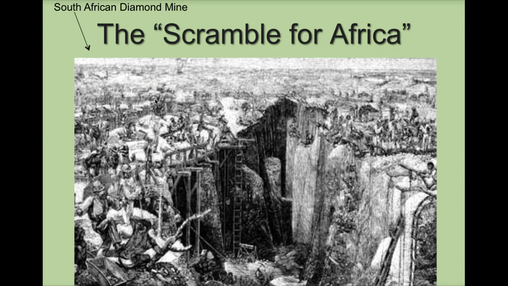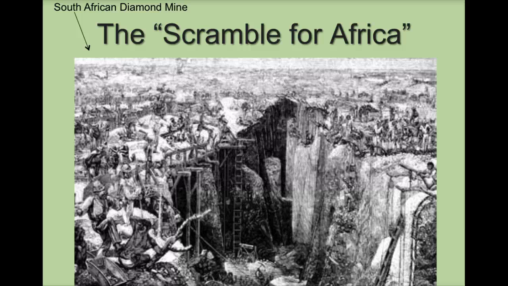This is an image from a South African diamond mine. It's kind of hard to see because the image has been blown up so much, but if you notice here in the corner, you have an imperialist, a European, that is abusing a South African worker. You can see here in the edges that it is the Africans that are doing the work, that are mining these diamonds for the Europeans. The Africans by no means are going to be keeping any of these diamonds for themselves.